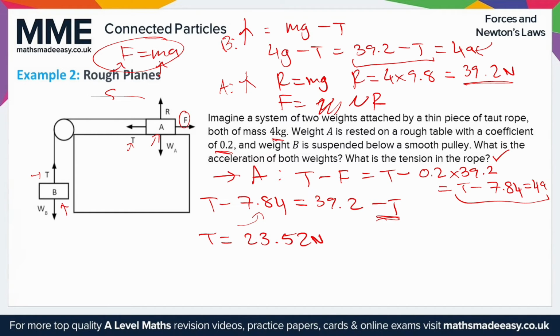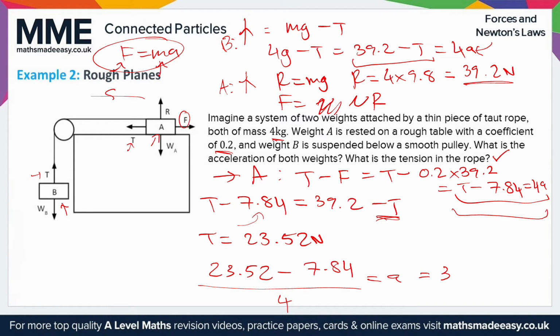What is the acceleration of both weights? Well, we previously said that they're the same, so we can just use one of the equations. This one's probably the easier one to use. Sub T in, and then divide by 4. So we'd do 23.52 minus 7.84, and I said divide by 4 because we've got 4a, we only want a. So if you do that, you would get 3.92, and of course this is an acceleration, so meters per second squared.